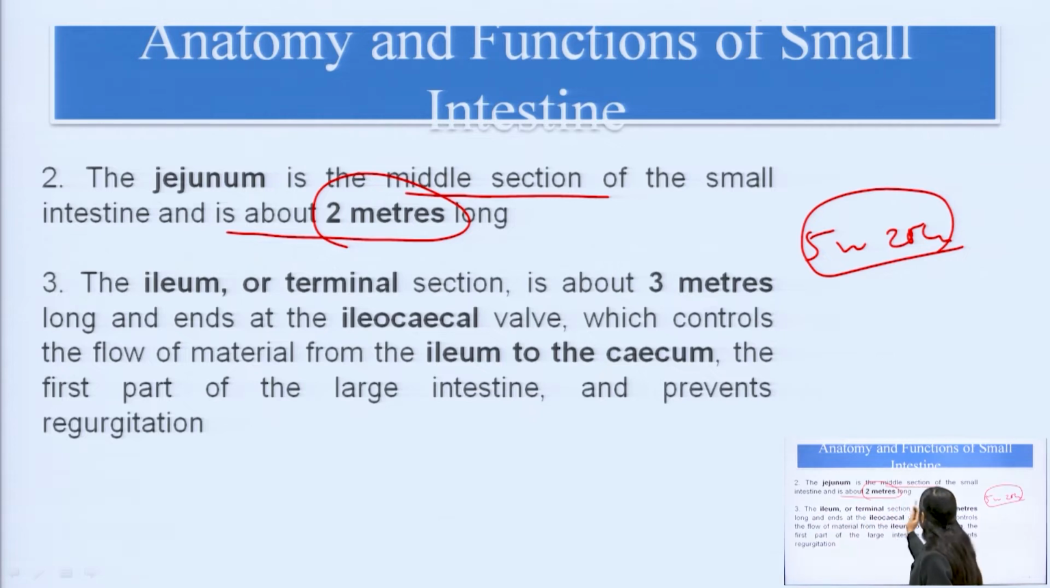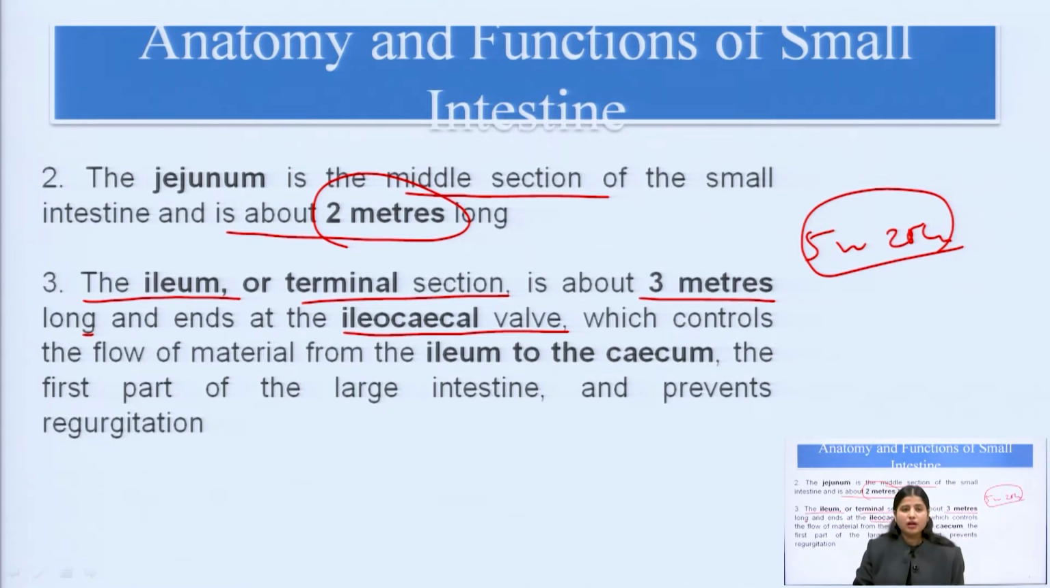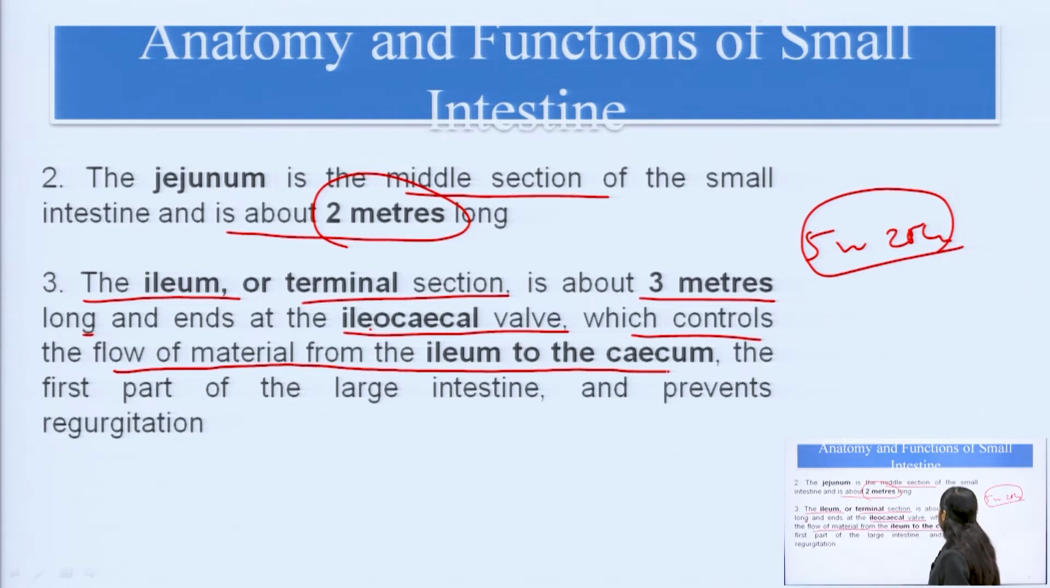Now the ileum region, or terminal section, is about 3 meters long and ends at the ileocecal valve. There is another valve present at the last part of the small intestine, opening into the large intestine. It controls the flow of material from the ileum to the cecum. I will discuss the large intestine in a later slide, where you will learn about the cecum, the very initial part of the large intestine.